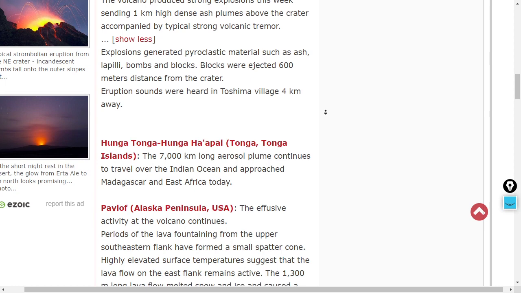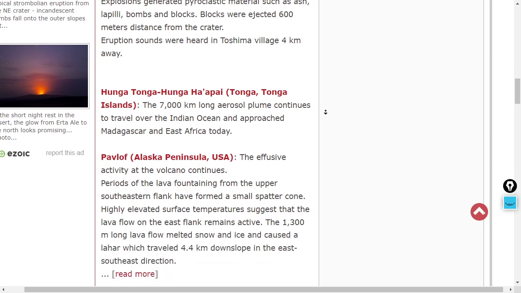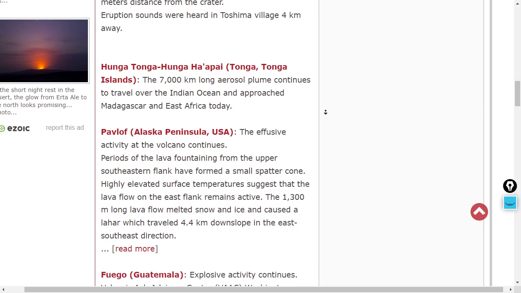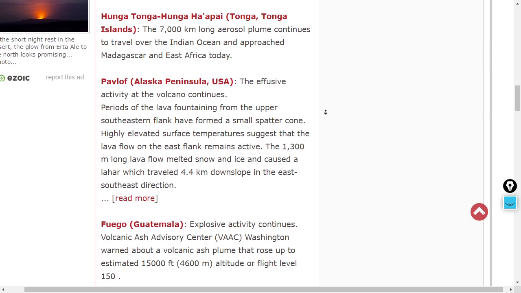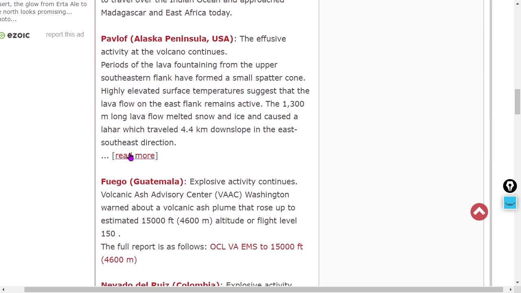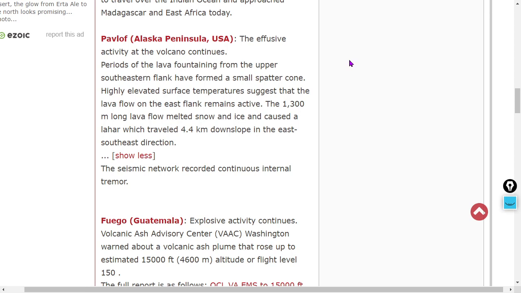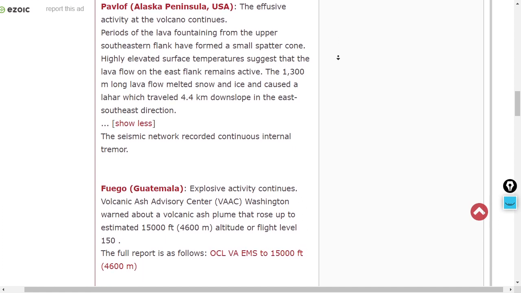Hunga Tonga, a 7,000-kilometer aerosol plume continues. We covered it in our meteorology segments. The sulfur dioxide plume has made it all the way to Madagascar by this point in time, by the time we made this video. And continuing on here, the Pavlof Volcano in the Alaskan Peninsula has been producing some lava flow and a spatter cone, and continuous internal tremor there at Pavlof.